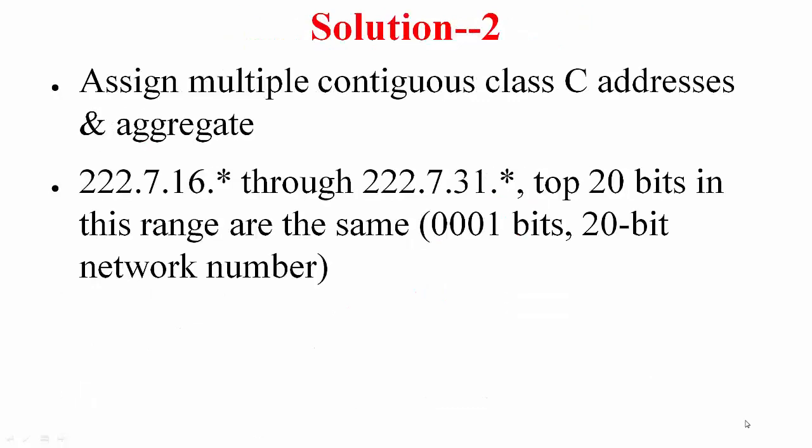Simple solution: assign multiple contiguous class C addresses and then aggregate. What do I mean by this? For this specific case, you take this address range, these class C addresses, where the top 20 bits in this range are the same. This corresponds to 0001. And then designate a 20-bit network number. So what would you advertise as the organization's network number?